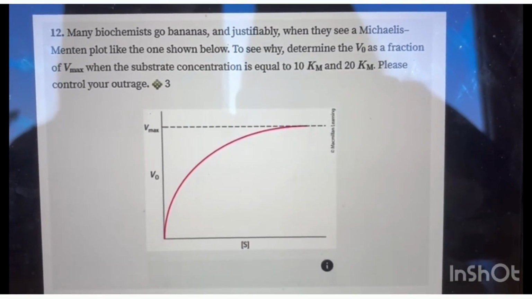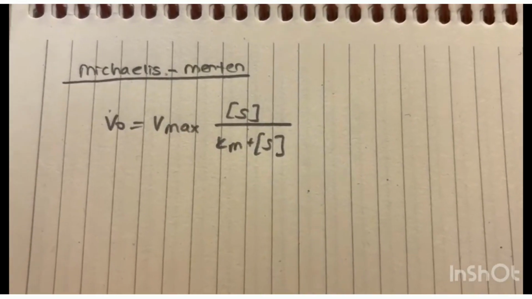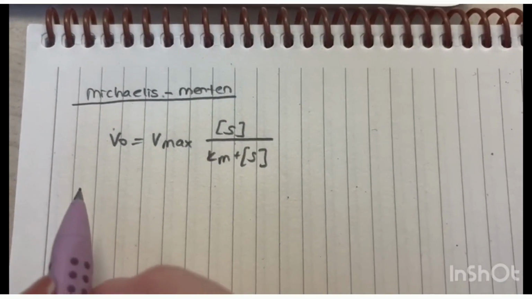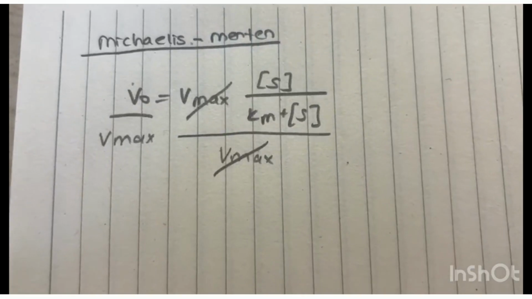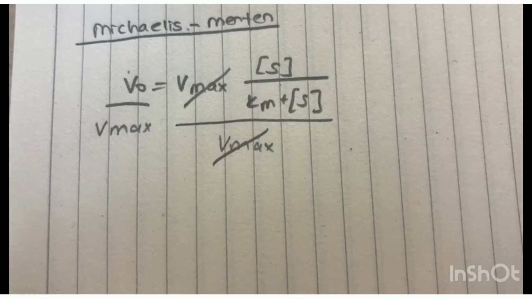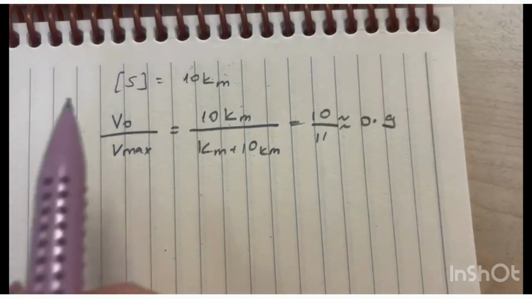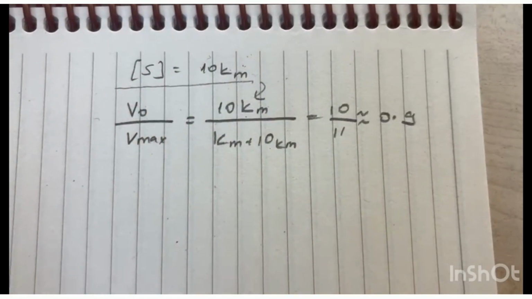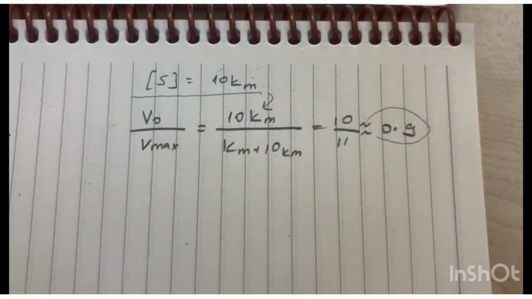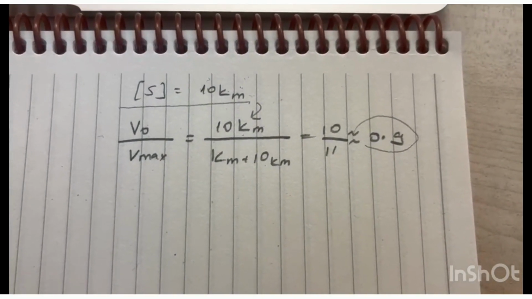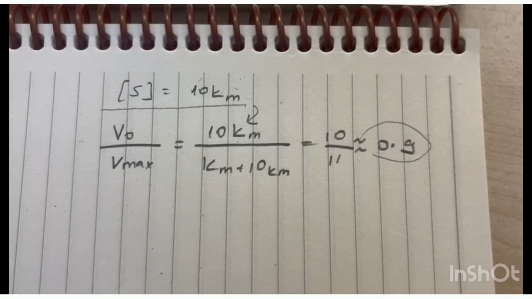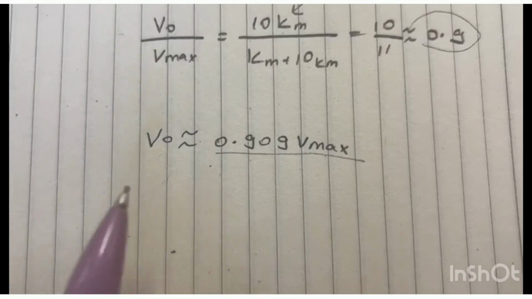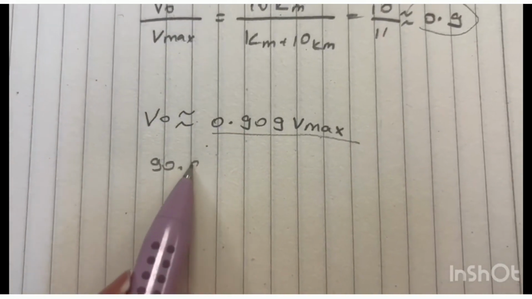This is our question. This is solved by the Michaelis-Menten equation, step by step. For initial rates, we did this calculation. Both sides are divided by Vmax to get the fraction of Vmax. The substrate concentration is equal to 10 Km according to the question. We plug in that value and we find out that the fraction is approximately 0.9. From this fraction we can say that V0 equals 0.9 Vmax, and this means that V0 is 90% of Vmax.